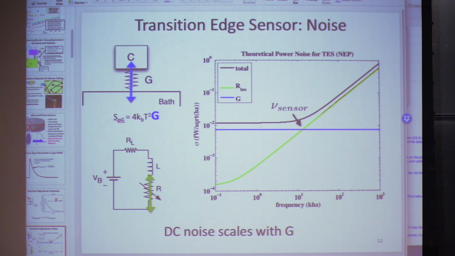We also have the equivalent of Johnson noise, which is thermal fluctuation noise, on a thermal conductance, which is just the StatMech idea that phonons flow from the bath up to the heat capacity and back and forth randomly. And this noise scales as 4 kB T squared G. This noise scales as 4 kB T over R in terms of current. And what we see is actually at low frequencies, you're dominated by this noise if you design the system correctly. And at high frequencies, above the sensor bandwidth, you're dominated by the Johnson noise.